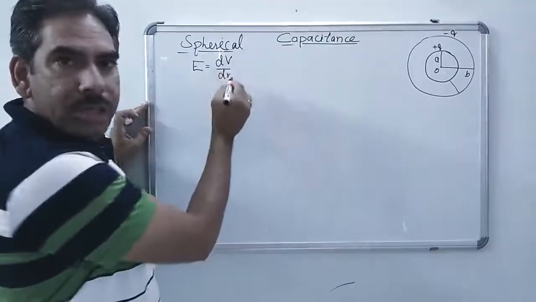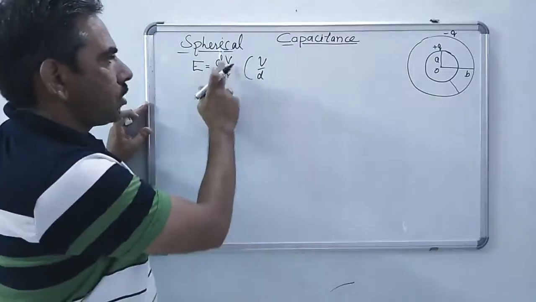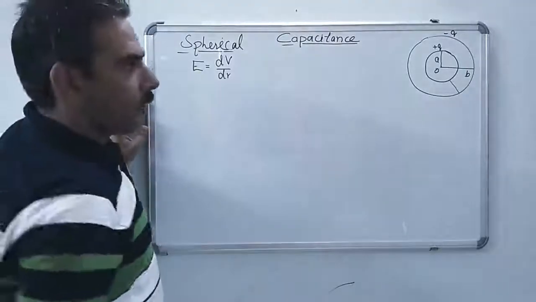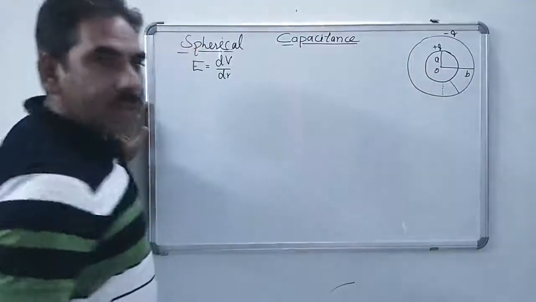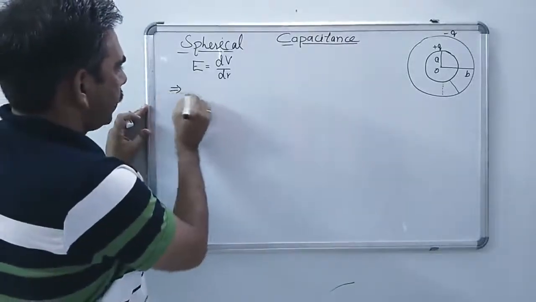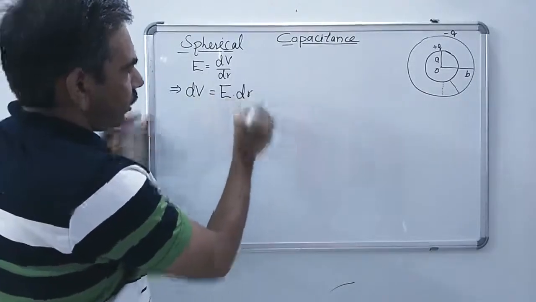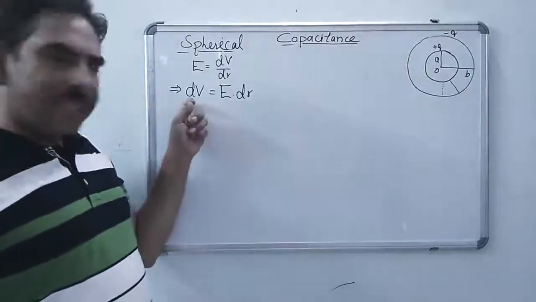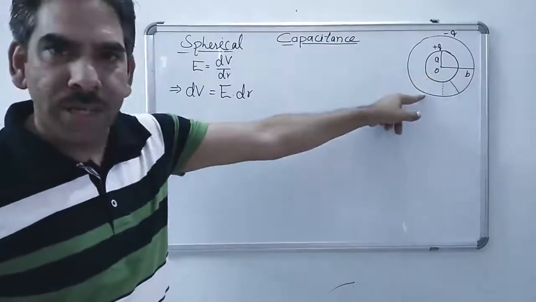Here dV is not constant, so we cannot replace it by V upon d. It is not to be written as V. Why? Because as the distance from the center changes, there will be a different potential at different points. So we write it as dV. From here, dV is equal to E into dr. This is the small change in potential whenever a small distance is increased from sphere A towards sphere B, right?